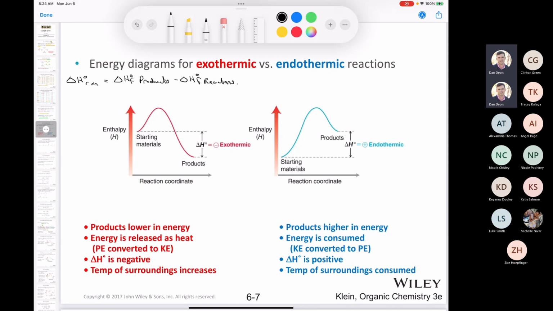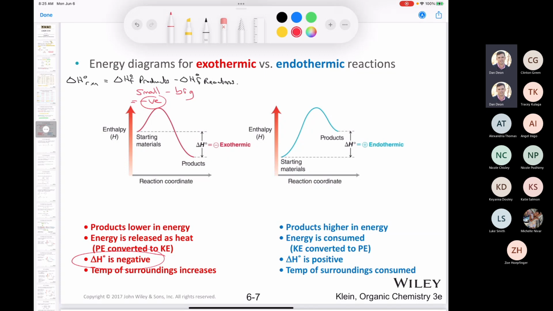So let's think about this formula. It's products minus reactants. If you look at the y-axis here, we're going from a low number to a high number. If we're dealing with an exothermic reaction, that means we're starting with our products, which are at a lower value. So we're taking a small number, and we're subtracting something that's higher in enthalpy. So we're subtracting a big number. If you take a small number and you subtract a big number, what do you get? You get a negative number. And so our delta H is going to be negative for an exothermic reaction.